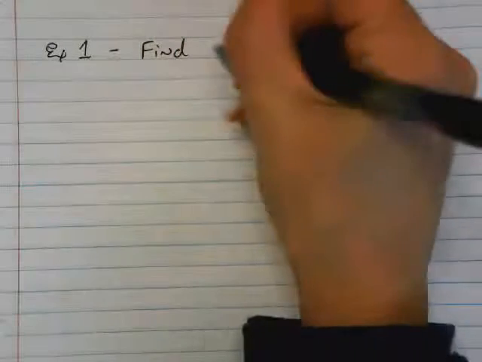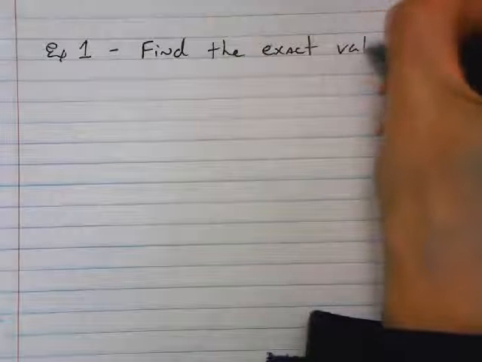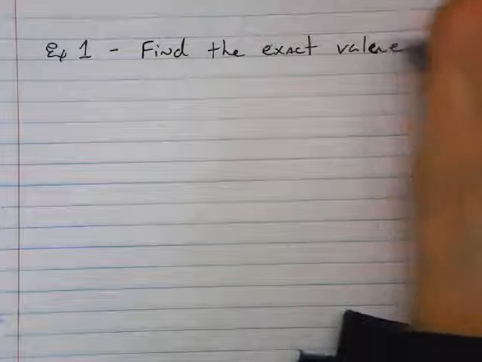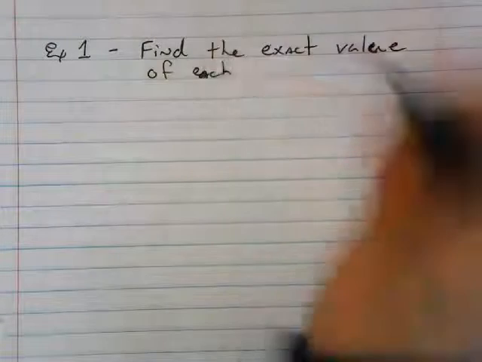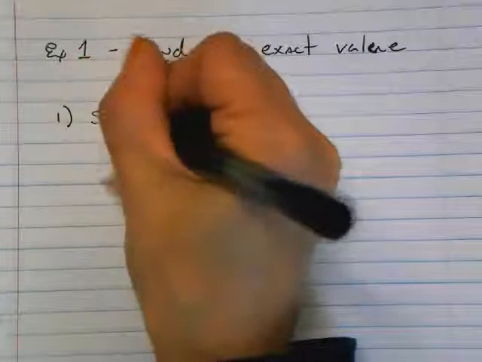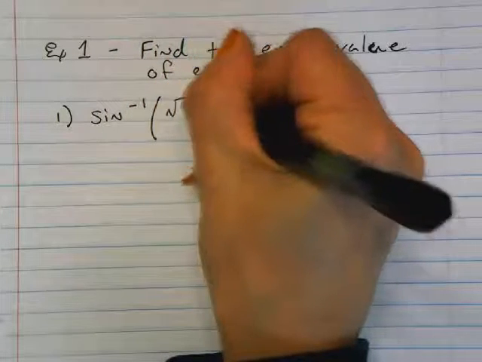Okay, so let's go ahead and jump right into example 1. And I am going to get you guys to get your calculators handy and your trig help sheets. Find the exact value of each. I want the inverse sine of square root of 3 over 2.